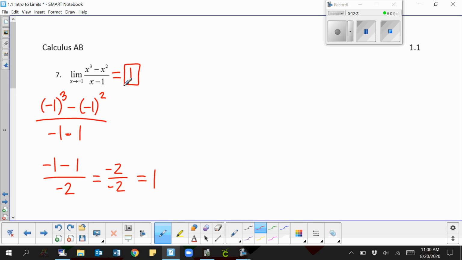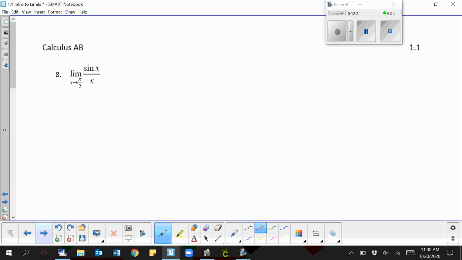All right, let's look at number 8. For this one, we are looking at the limit as x approaches pi over 2 of the sine of pi over 2 over pi over 2. And you should remember from pre-cal that the sine of pi over 2 is equal to 1.